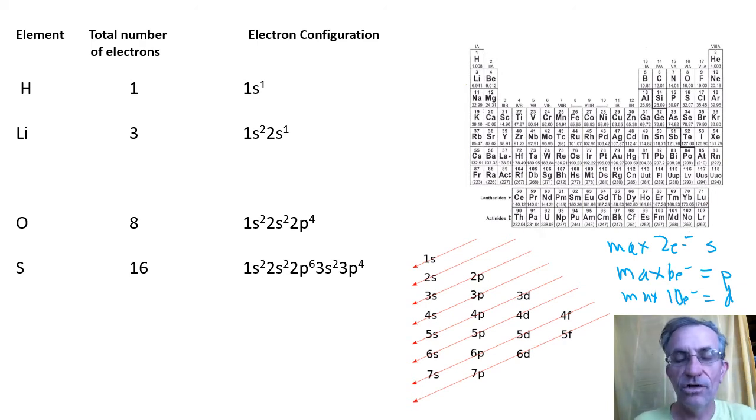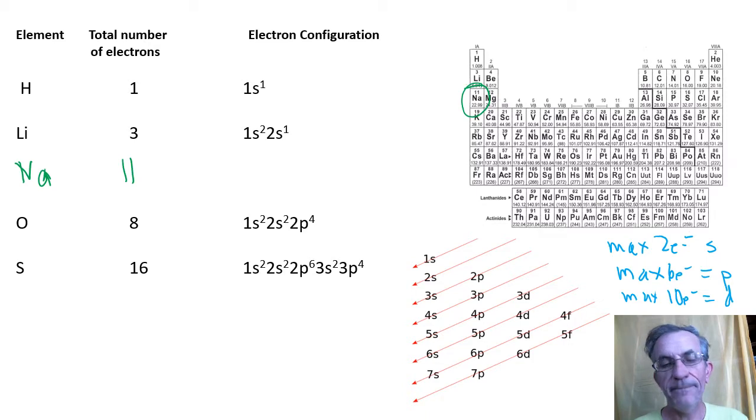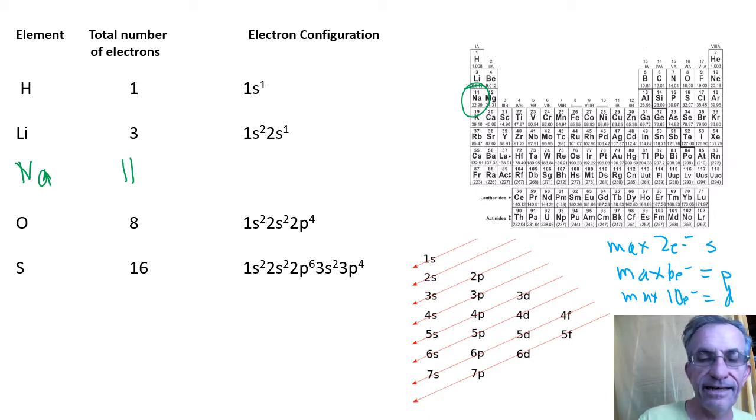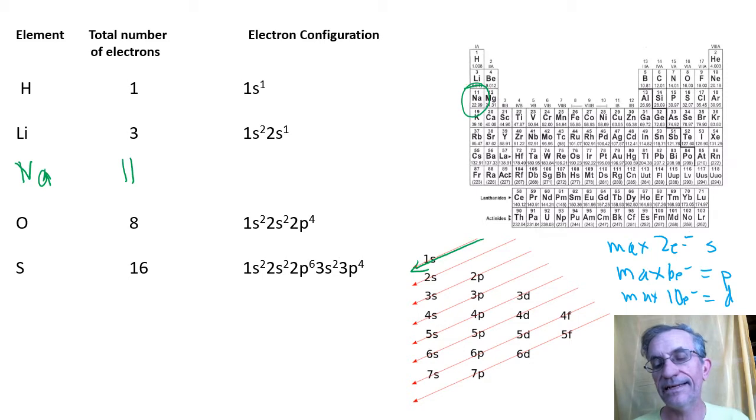The first one I'm going to do of our new ones is sodium. We'll do a couple to get us started. If I want to know where the electrons are in sodium, Na, first I have to know how many there are. It's element number 11. So we're going to be putting in 11 electrons this time. I'm going to start with the 1s level. When it's full, I'll move on to the next level. I'll keep going until I get to 11.